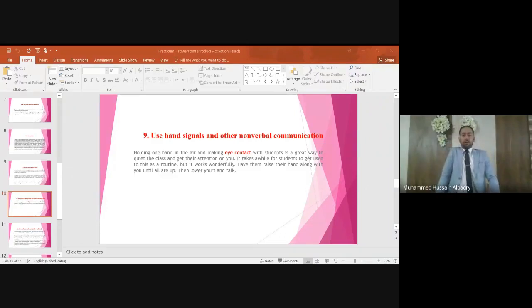You have to stand in one place. Don't go from one place to another. Don't walk a lot inside the classroom. Walk when necessary, when you need to. But you have to stand, for example here, in the middle or in a corner. Look at all the students by eye contact.